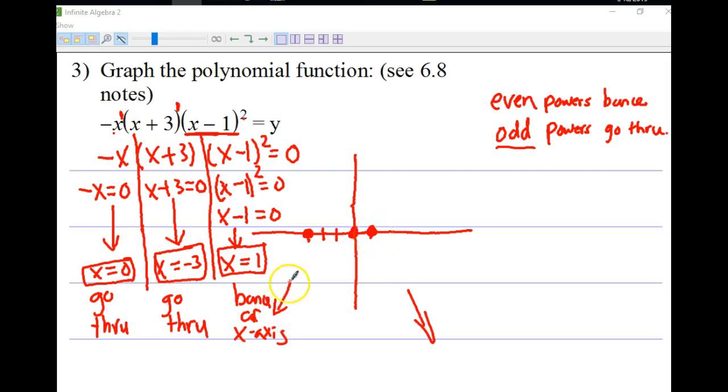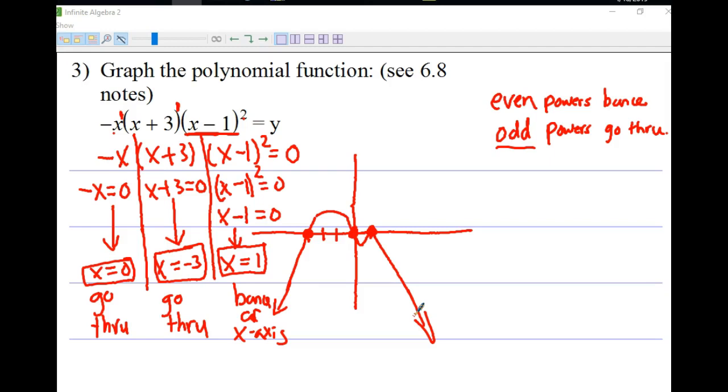So starting on the downside, it's going to come up, it's going to go through the root, it's going to come back down and go through that root, and it's going to swing back up and it's going to bounce off of the last root. It does not go through the x-axis. And so that's how we can graph a polynomial function. It may not be very precise, but it's close.